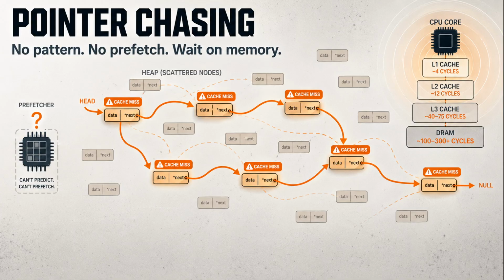It is. Now the linked list loop. The cursor jumps from one heap allocated node to another. The next pointer can land anywhere. Each step is potentially a brand new cache line, possibly a brand new page. The prefetcher cannot help because there is no pattern to predict. The cost per step stops being arithmetic and starts being a weight on memory. Same operation count, different physics.